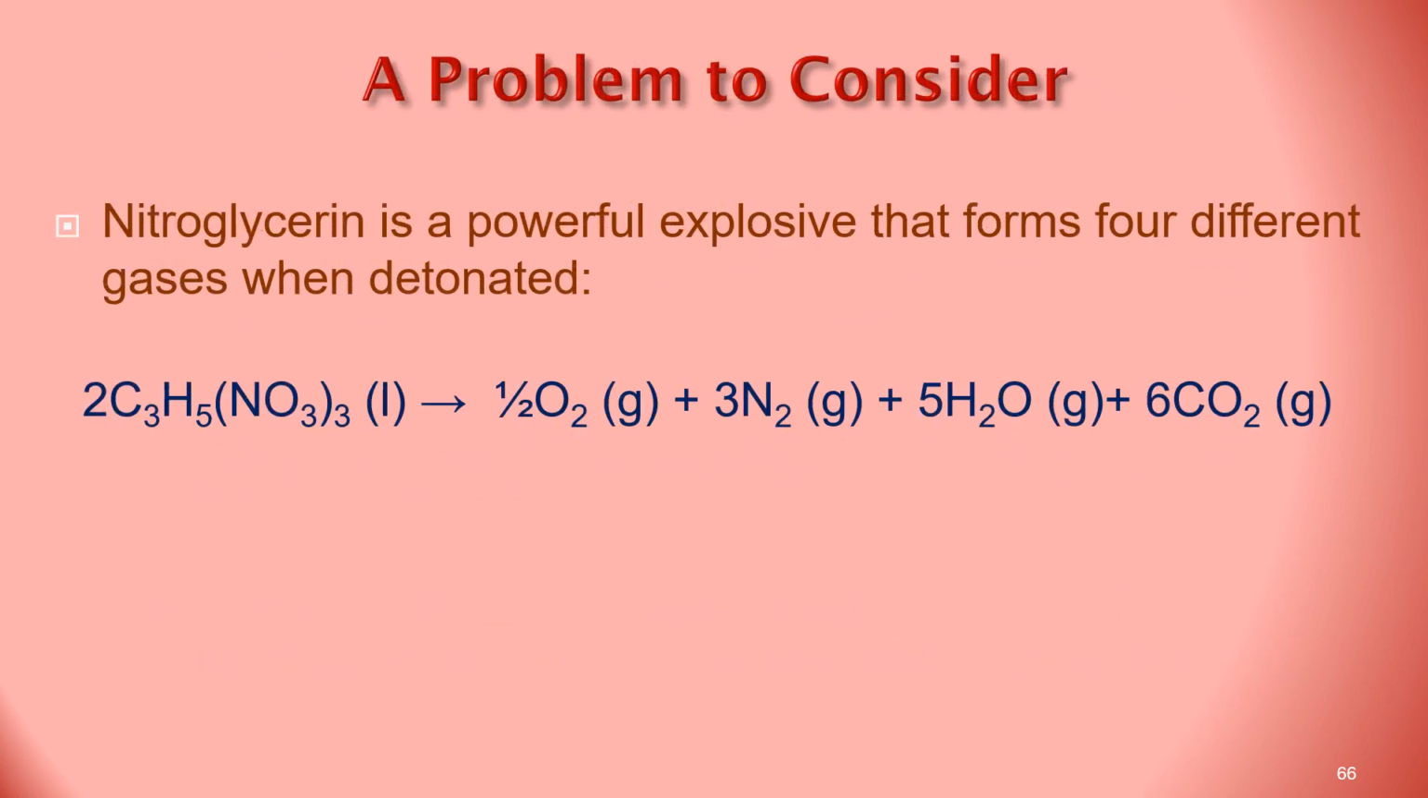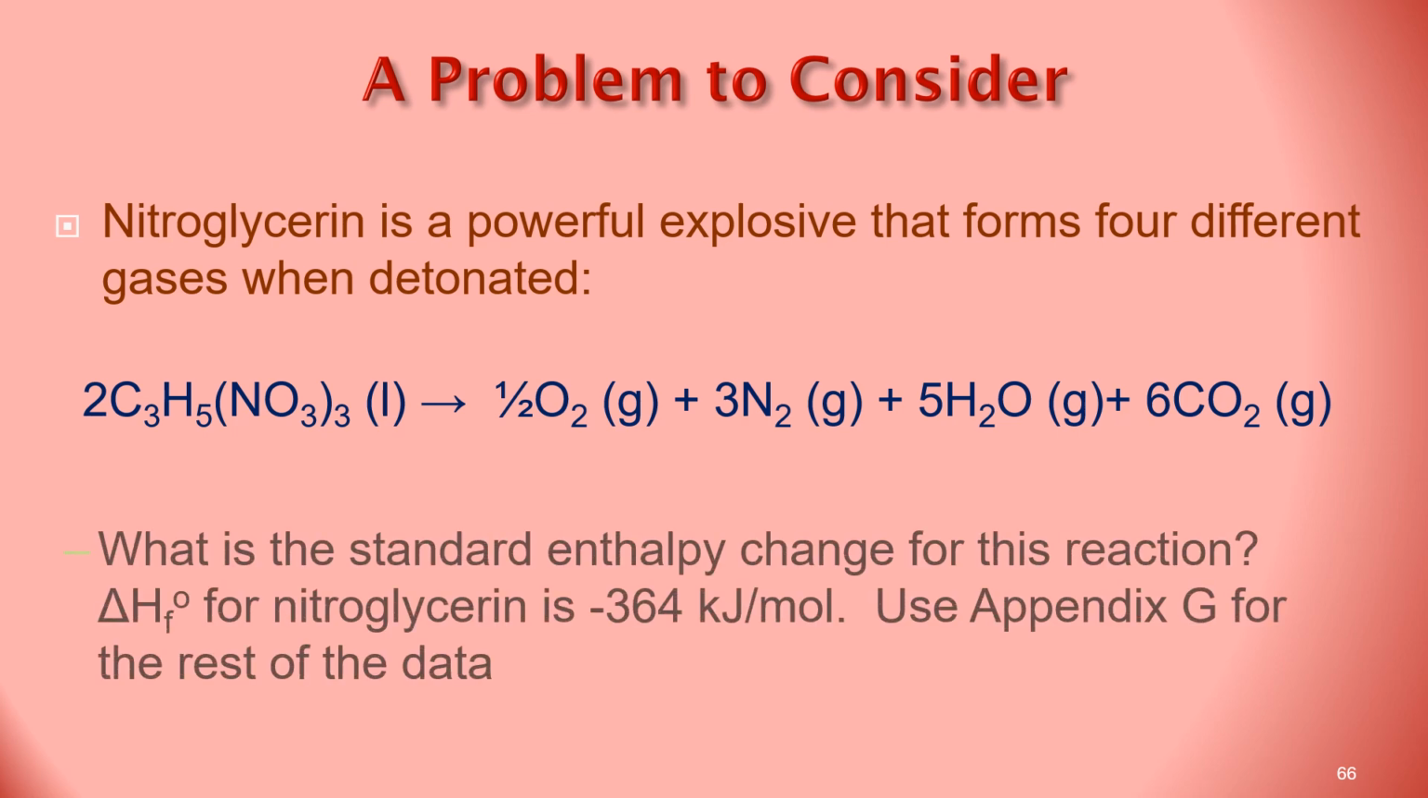All right, so nitroglycerin is a powerful explosive that forms 4 different gases when detonated. So here's my reaction. And it says, what is the delta H for this reaction? Use Appendix G for most of your data. If you look up in Appendix G, you probably won't see nitroglycerin, so they're giving you that value. The value for the delta H of formation for nitroglycerin is negative 364 kilojoules per mole. I think I have the values.